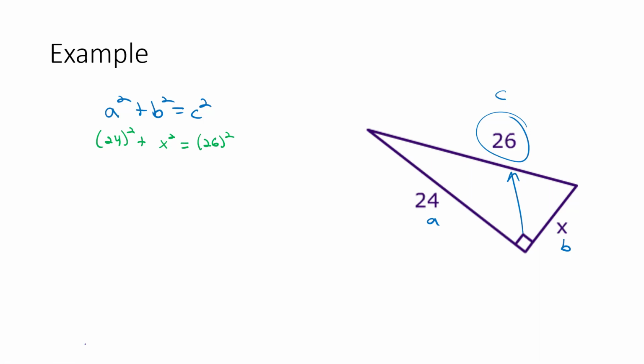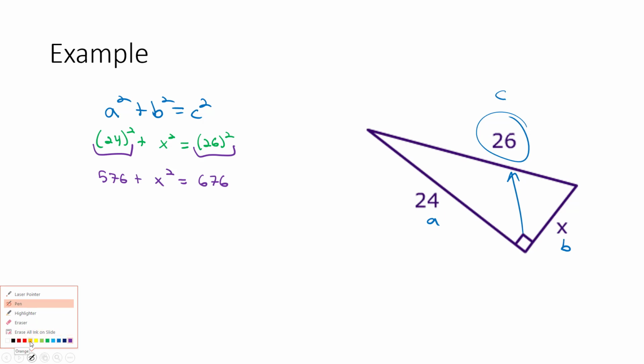Order of operations are really important here. We need to simplify the squareds first, and for some of these you're going to want a calculator, and when we get to the end of virtually all of them, you're always going to want the calculator. 24 squared is 576. Plus x squared equals 26 squared, which is 676. So in order to start solving this, we need to get the x alone.